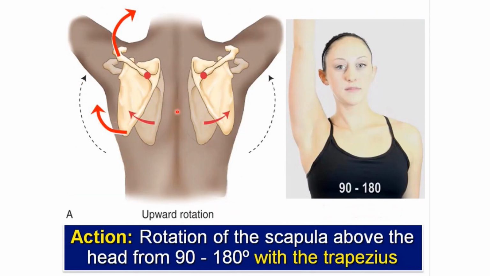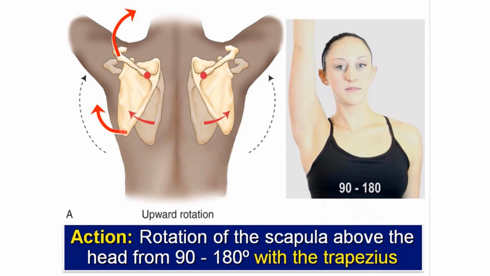So you can see this. There's the action of the trapezius. So the action that we have is rotation of the scapula above the head from 90 degrees to 180 degrees with trapezius. Trapezius will move the scapula upwards towards this direction, and then we have the serratus anterior moving the inferior border of the scapula outwards.